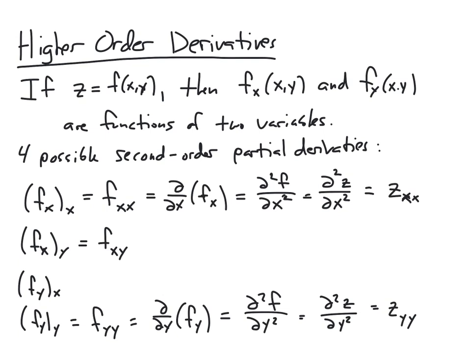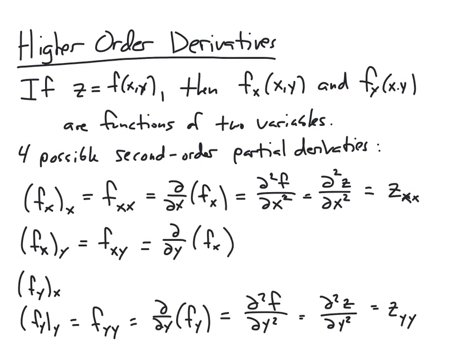So f sub xy is the derivative that we get by starting with f, differentiating with respect to x first, and then y. So in this case, that's the order. The first subscript is what we differentiate with first. The second subscript is what we differentiate with second. Right? And so this would be del y. So we're differentiating f sub x with respect to y.